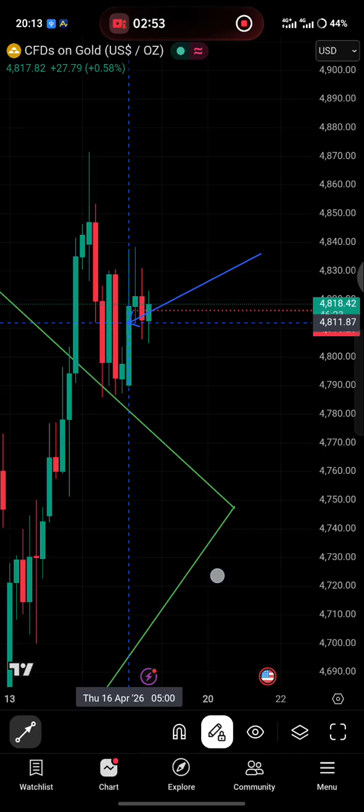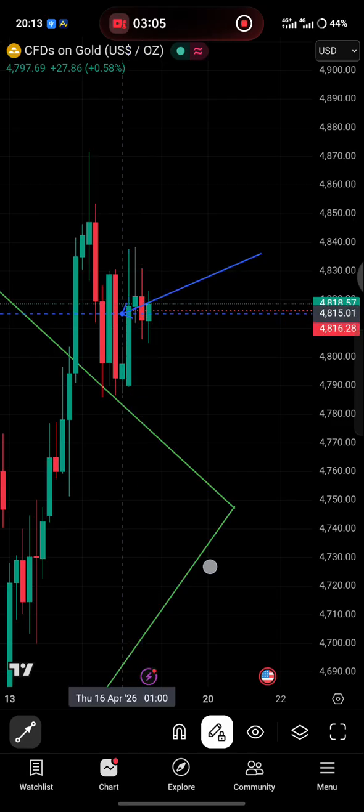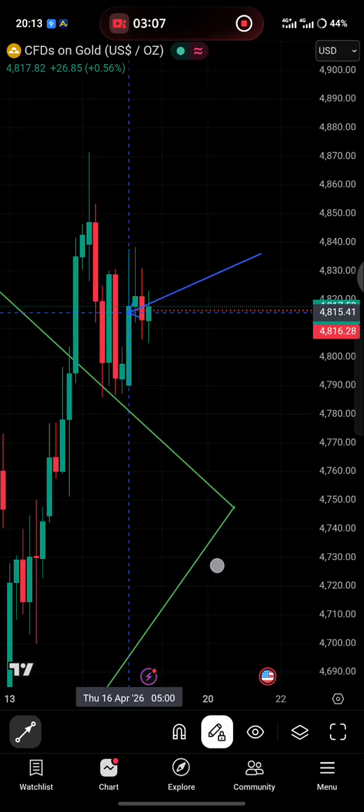My time in my trading chart is UTC +7, which is Bangkok time. So I'm currently linked to Bangkok time. You can change it to UTC +7 if you want to know which time it is.